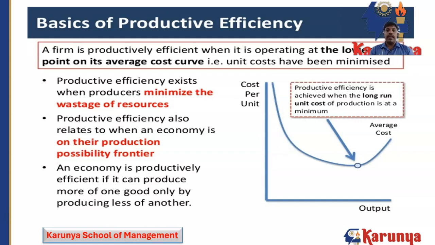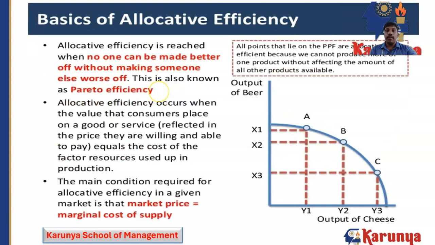We can also say an economy is productively efficient if it can produce more of one good only by producing less of another. It is a very, very important concept derived from the production possibility frontier. The second concept is allocative efficiency. You see, this is also a production possibility frontier.